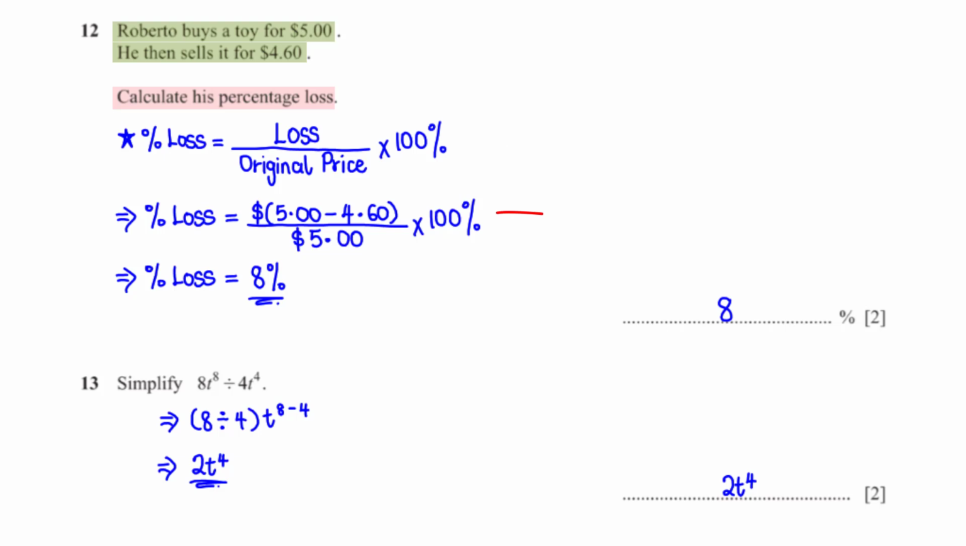The loss is 5 minus $4.60 and the original price is $5. When we type this into the calculator, we get 8%.